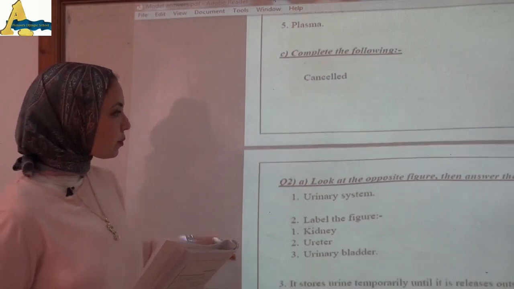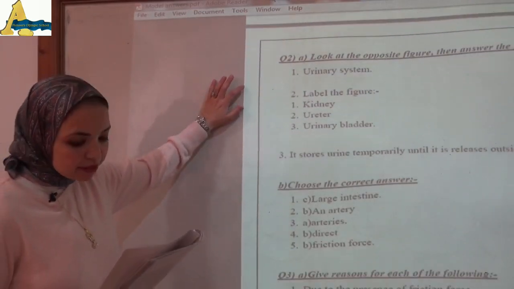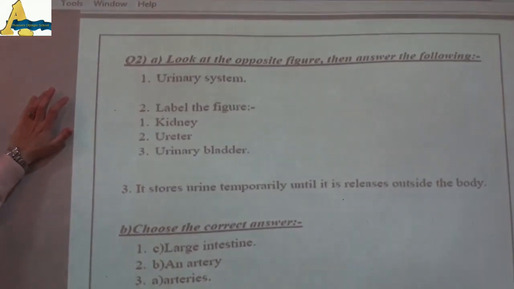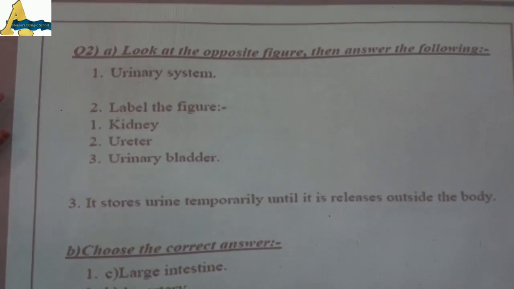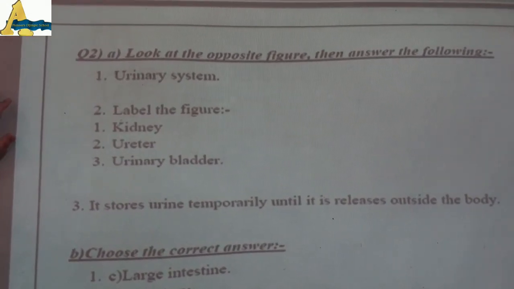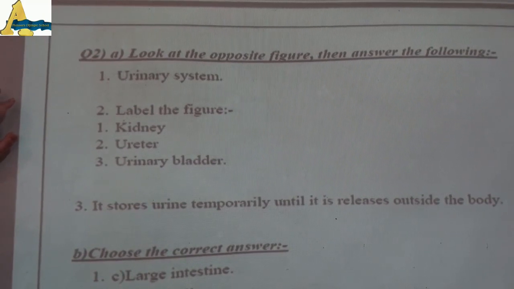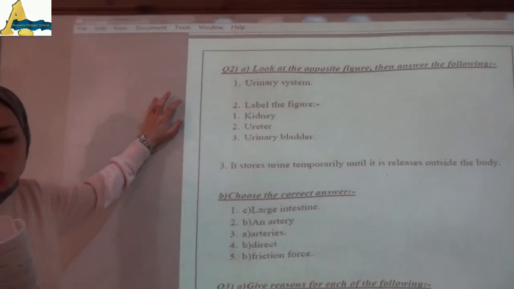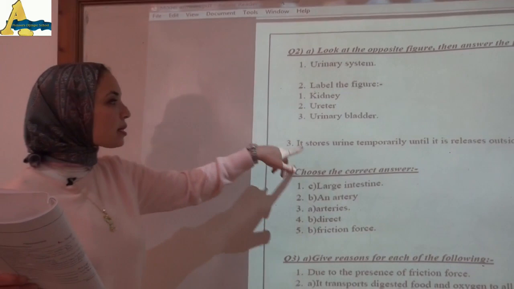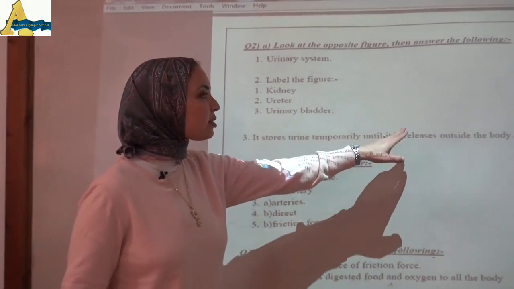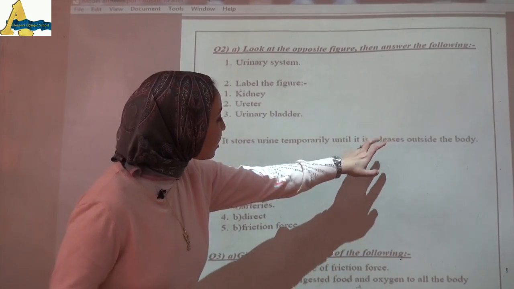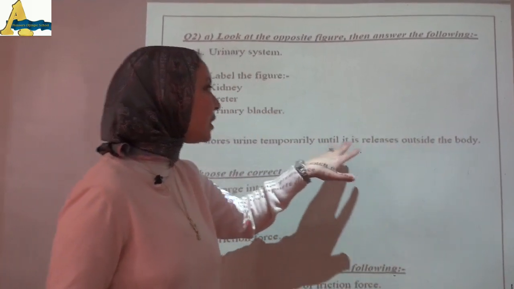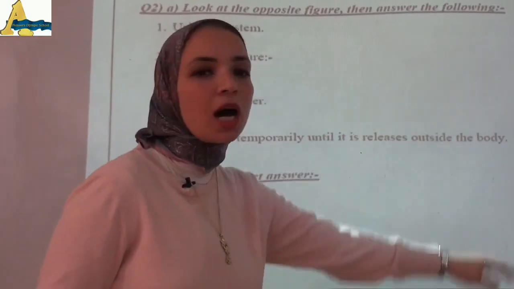Question 2. Look at the opposite figure. What is the name of this system? This system is the urinary system. Label the figure. Number 1 is the kidney. Number 2 is the ureter. Number 3 is the urinary bladder. And the importance of organ number 3 is that it stores urine temporarily until it is released outside the body. Correct it: until it is released outside the body.